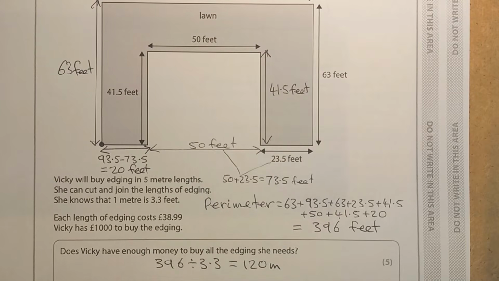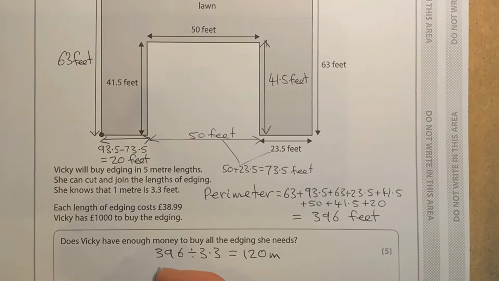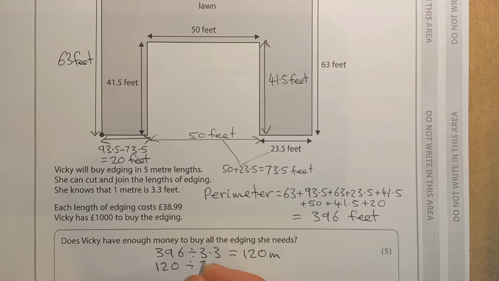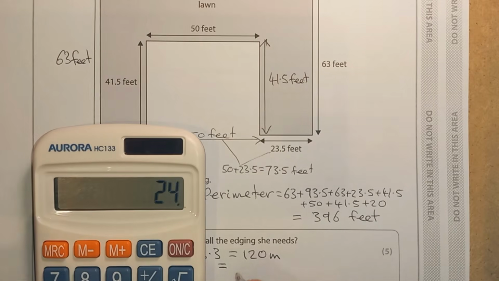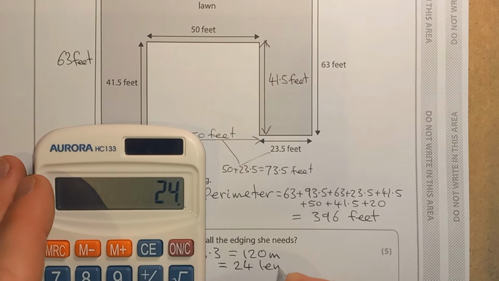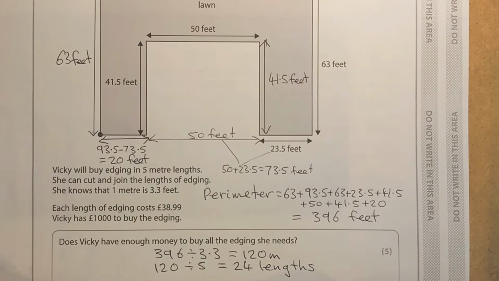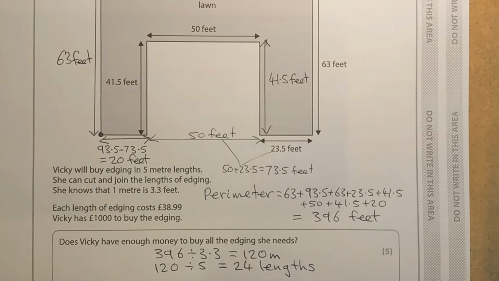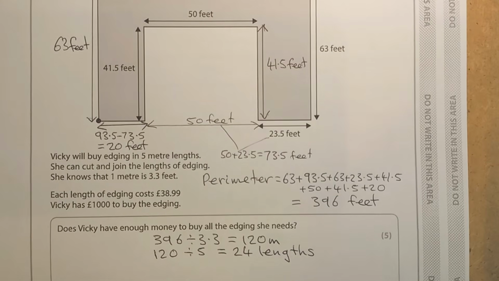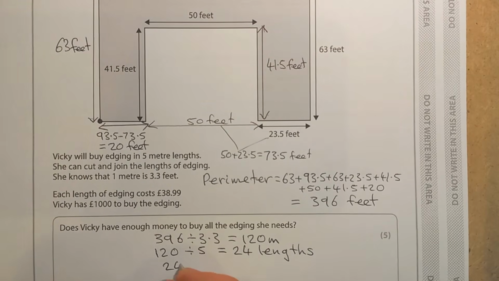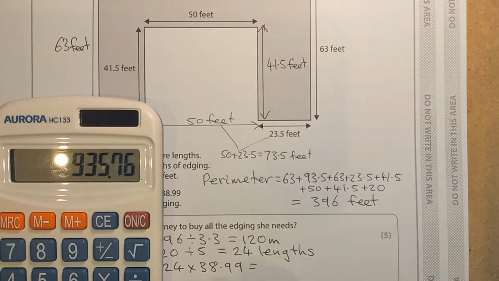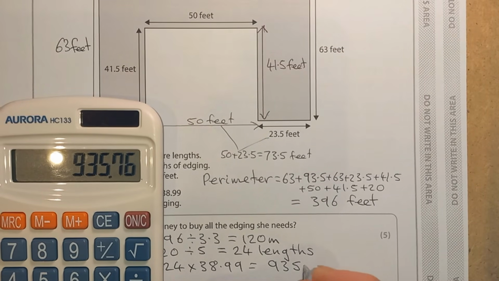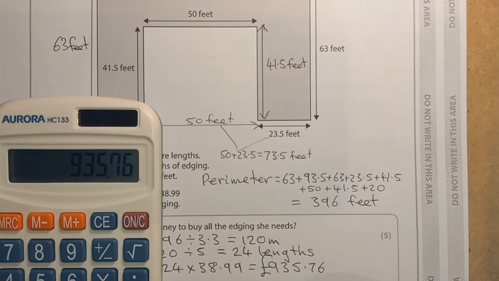The edging is in 5 meter lengths. Okay, so we've got to have 120 divided by 5 now to tell us how many lengths. So we've got 24 lengths. Okay, and each length is £38.99. So we've got 24 times £38.99, which is £935.76.